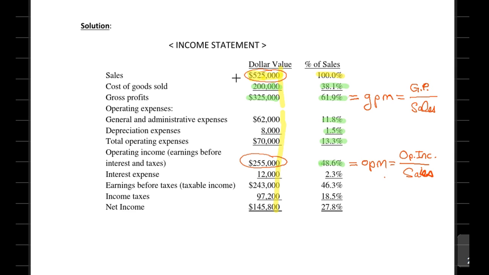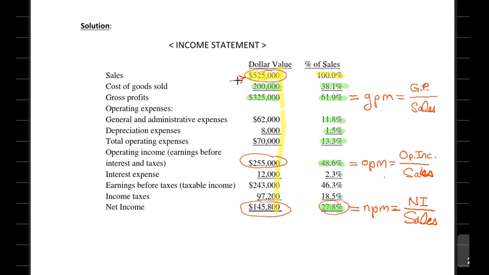And finally, we should also be able to find our net profit margin, which is basically the last figure in this table, equal to net income divided by sales. So therefore, the 7.8% comes directly as a result of $145,800 of net income divided by the $525,000 of sales.